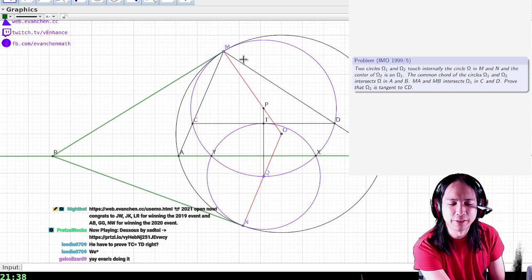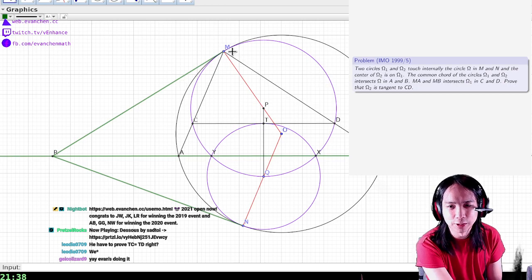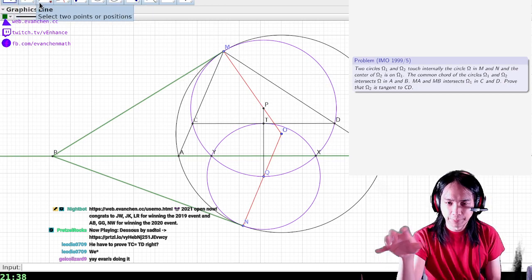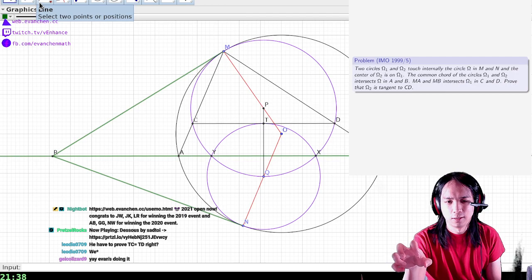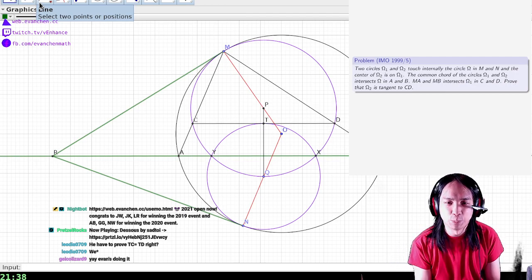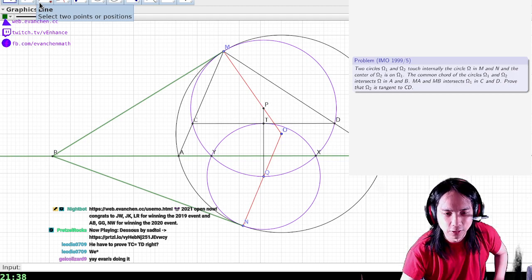Do I want MAB as the reference triangle then? Maybe MAB is a... no, I feel like I want the purple as the reference. So triangle MCD is given. I pick a point Q. The point Q is the arc midpoint. That's just true.